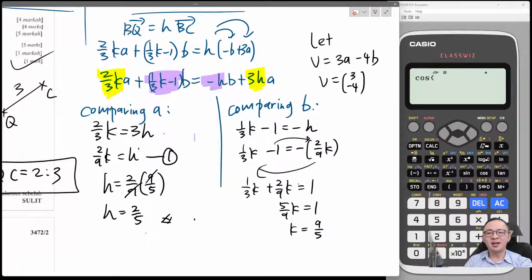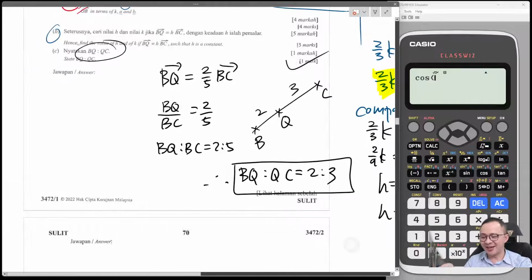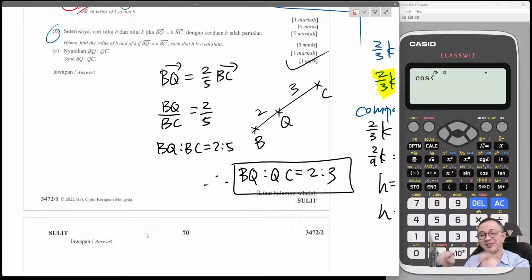So for C, we need to state the ratio. Definitely, for C, they're asking about ratio. Do you see the double dot? They're asking about ratio. Then we definitely need to state the ratio.